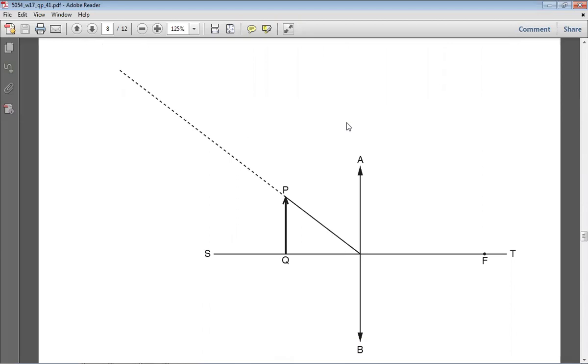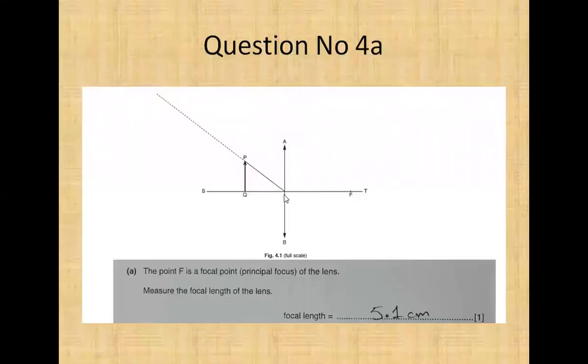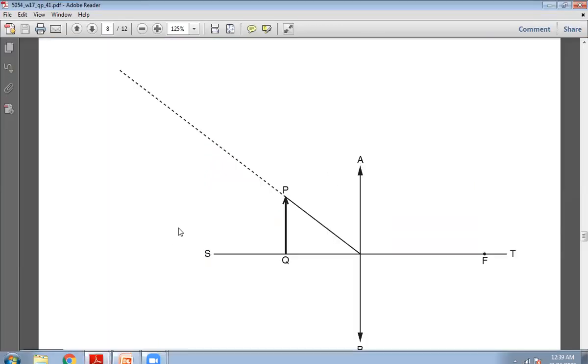Okay, so let me increase the size so you can see the diagram. So this is the principal focus. This is the optical center of the lens. If you want to measure the focal length, put a scale beside this line on the principal axis and measure the distance between the optical center and this principal focus, and that will be the focal length of this lens. So let me show you. I have done this on a paper. I have measured this length from optical center to this principal focus, and that is 5.1 centimeter. Approximately, my answer is 5.1 centimeter. Okay, so hopefully you understand. Okay, so the next part.